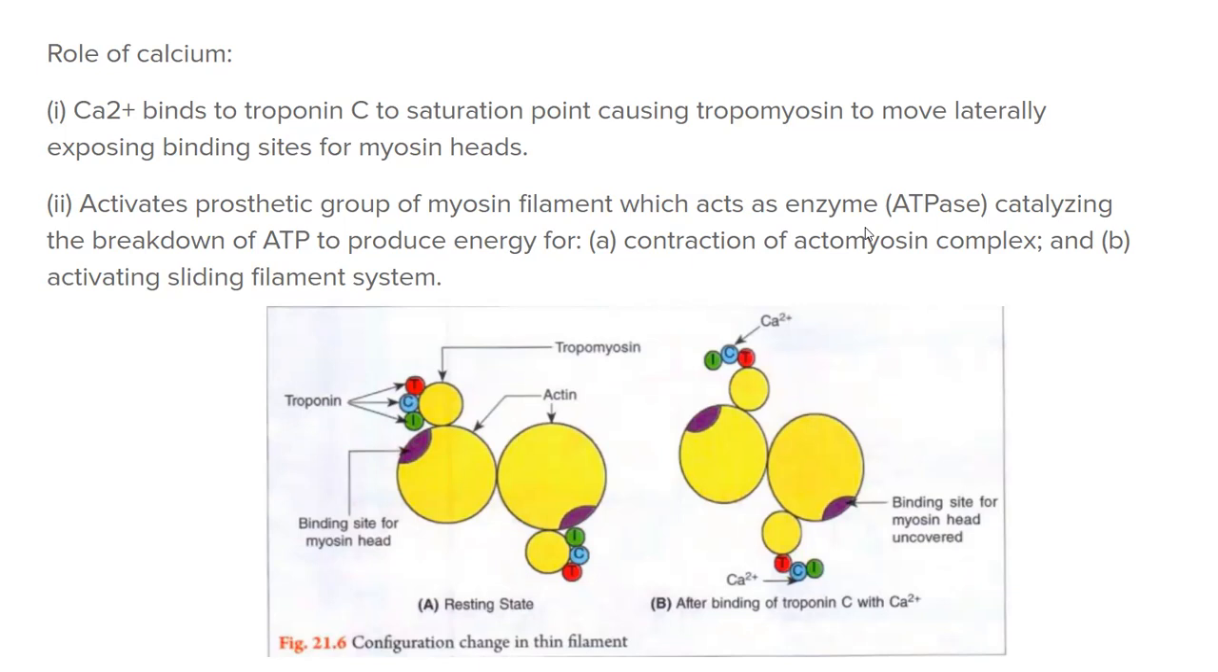So the calcium not only moves the tropomyosin and exposes the actin, but also activates the ATPase enzyme I told you about in myosin. The myosin head has two things, the globular heads: one is the actin binding part and then the ATPase part. So this calcium goes and activates that ATPase so that it can be used to utilize the energy present in the ATP, catalyzing the breakdown of ATP to produce energy, contraction of the actomyosin complex, and activating the sliding filament system.